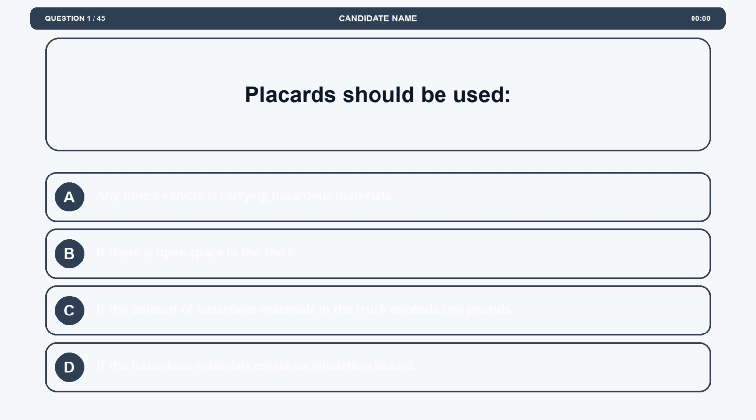Question 1. Placards should be used. Option A. Any time a vehicle is carrying hazardous materials. Option B. If there is open space in the truck. Option C. If the amount of hazardous materials in the truck exceeds 200 pounds. Option D. If the hazardous materials create an inhalation hazard.